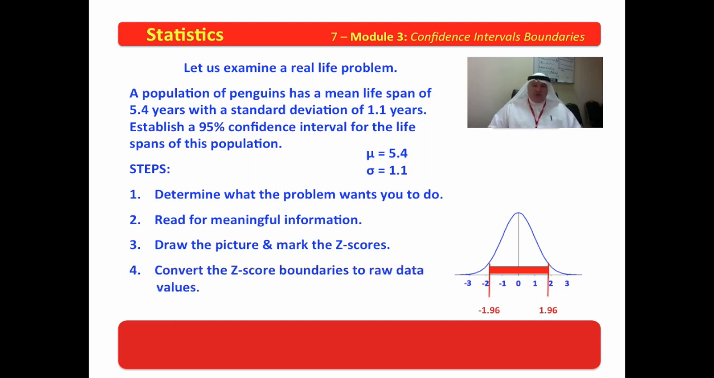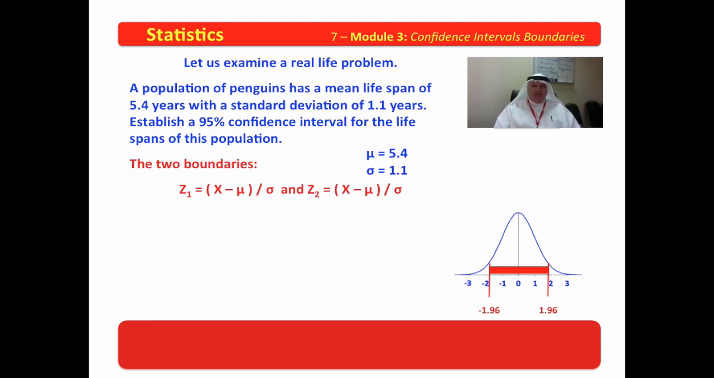The last thing we will do is convert the z-score boundaries to raw data. So we're going to have to convert these to raw data values so that we know what age lengths we have 95% of the population lifespans trapped between. So let's look at the two boundaries. Go back. A population of penguins has a mean lifespan of 5.4 years with a standard deviation of 1.1 years. Establish a 95% confidence interval for the lifespans of this population. The two boundaries are Z1 and Z2.